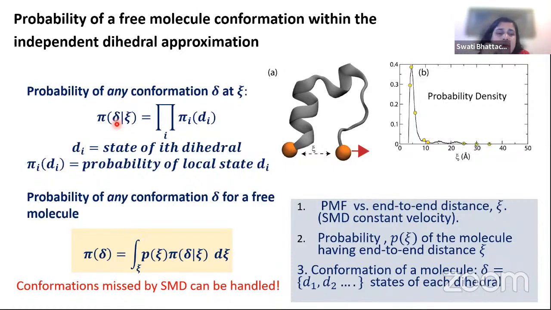But the important thing is, of course, we don't do an integral because we have done SMD calculations only at some specified points. Those points are shown by the yellow spheres on this plot. So the way we calculate it is through a summation and not an integral. But the achievement here is that we can now assign probabilities to conformations that were never seen in any of the SMD calculations, right? And in principle, at least, you could give a probability to each of those 10 to the power 16 conformations. Of course, nobody's actually doing that.